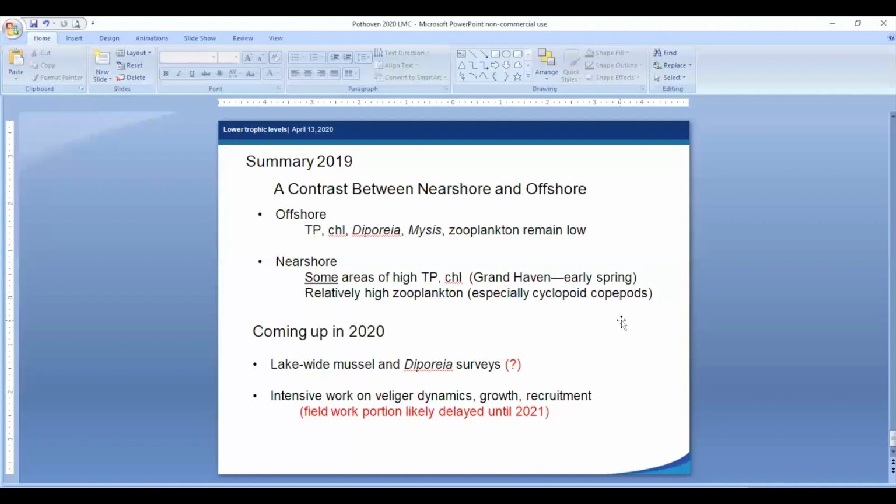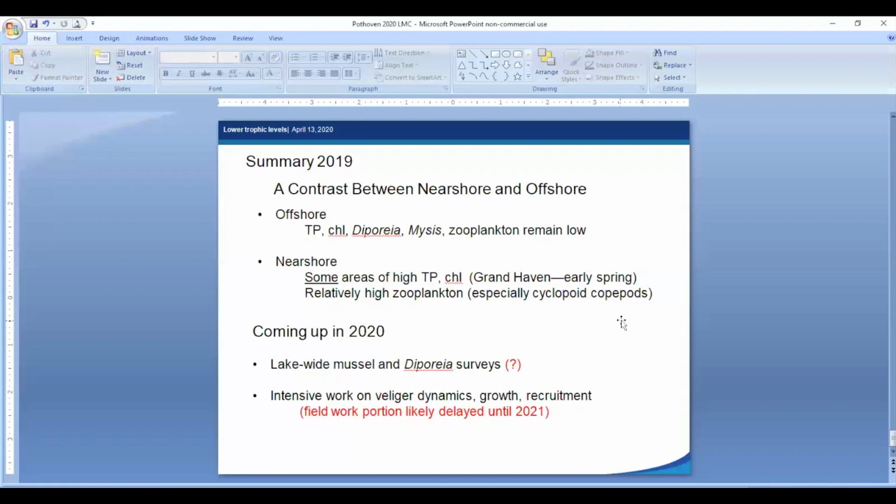In the nearshore, we had a lot of runoff, we had a lot of rain, and we thought that might affect the lake, especially in areas where you have high tributary input. And so we saw some indications of high total phosphorus, high chlorophyll, especially in the early spring at that Grand Haven site, where we had incredibly high phosphorus and chlorophyll in April. We also saw relatively high zooplankton, and especially cyclopoid copepods, which are reflective of a more productive zooplankton community at our Muskegon site during the summer.